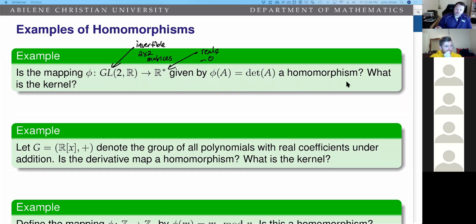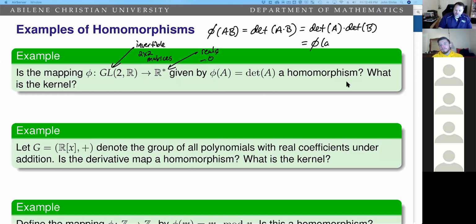Well, the only thing a homomorphism has to satisfy is operation preservation. So all I have to really ask here is phi of A times B, well, that's the determinant of a matrix A times a matrix B. But we know from linear algebra that the determinant can be distributed across products. So that's the same thing as the determinant of A times the determinant of B, which then would be phi of A times phi of B. So the determinant map is indeed a homomorphism. What is the kernel of that homomorphism?